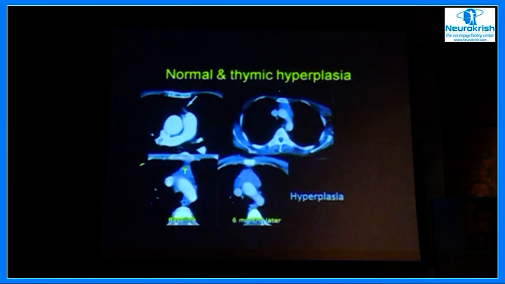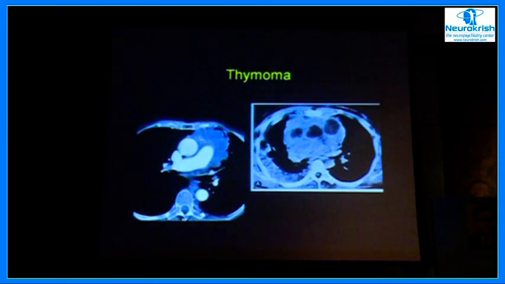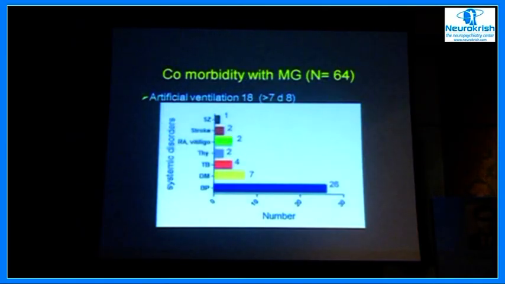And these are the thymic hyperplasia, and these are thymomas. If there is a thymoma, of course, there is no question, the person has to undergo thymectomy. But more important, in our practice at least, patients with myasthenia gravis have comorbidities, which I have tabulated here in our 64 patients at that time. Seizure, stroke, vitiligo and rheumatoid arthritis, thyrotoxicosis, tuberculosis, diabetes, and hypertension. So when we treat myasthenia, then these disorders also have to be managed.